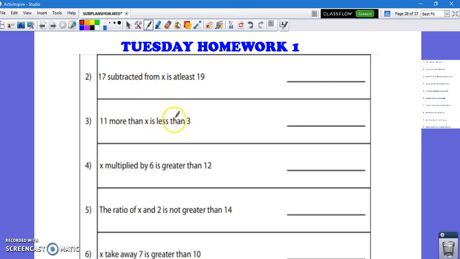Let's go with number 3. 11 more than x is less than 3. Let's get that part down first. Less than 3. And then that means this half, 11 more than x. How would we write that? More means add. So 11 more than x. And this then, again, indicates the end of the statement. That means x will go first. So I'm basically starting out with x, and then now I have 11 more than that. And all of this is less than 3.